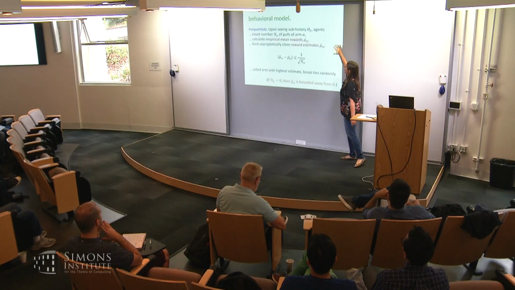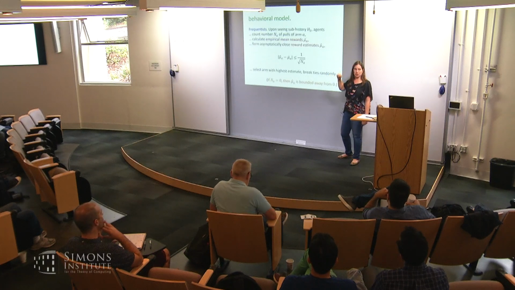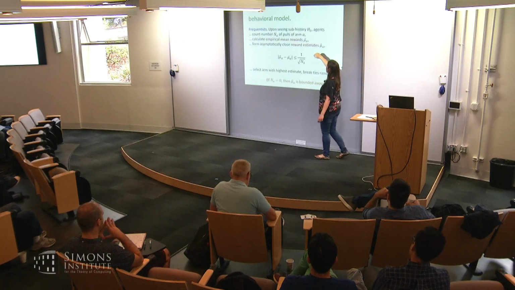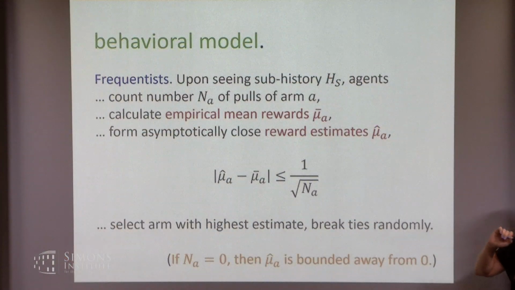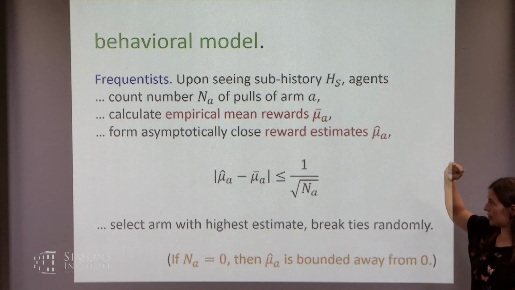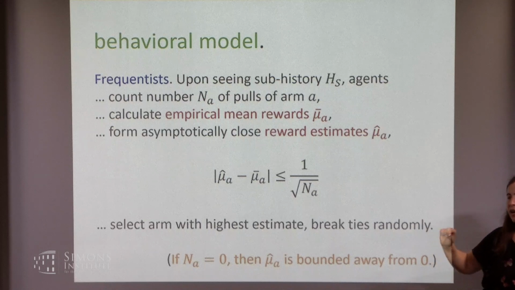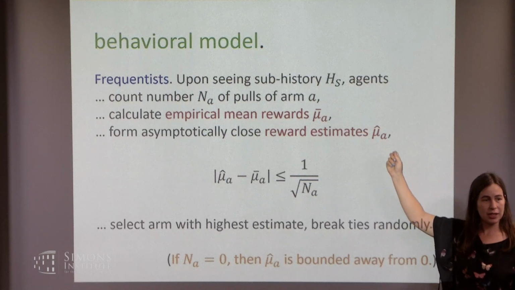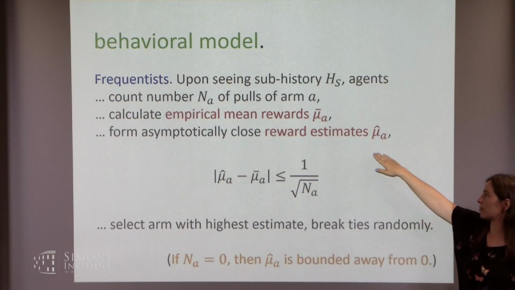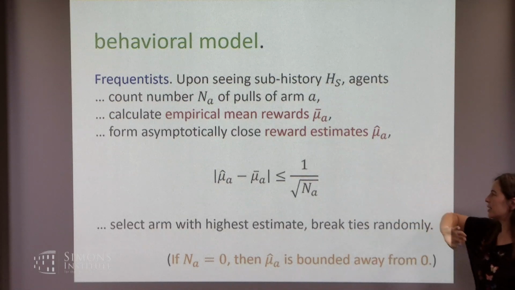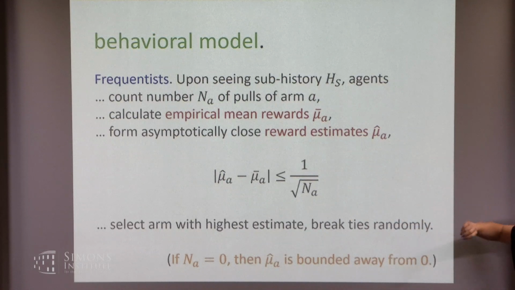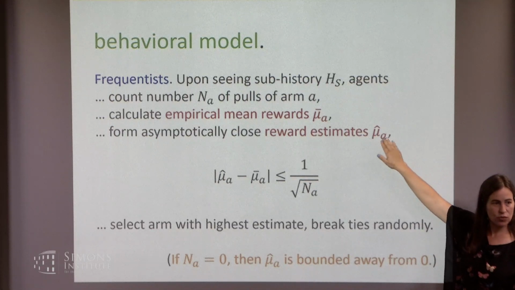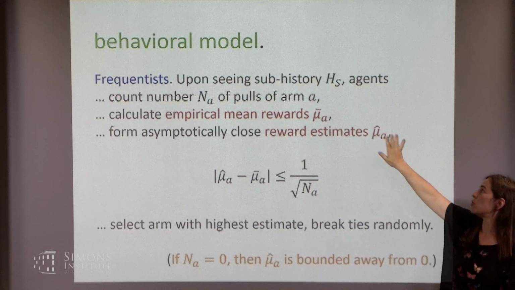So the frequentist agents are going to look at a subhistory. They're going to count the number of pulls of a particular arm in that subhistory. So that's on Yelp, like the number of reviews that Yelp has received for that restaurant. They're going to calculate the empirical mean rewards. And so to Gabriel's question, this is why it's sufficient to just report the average. And then they're going to pick an estimate of the reward of that arm. The empirical mean reward is mu bar A. The actual mean reward is mu A, and the estimates that the agents form, and this is their behavioral choice, is mu hat A.